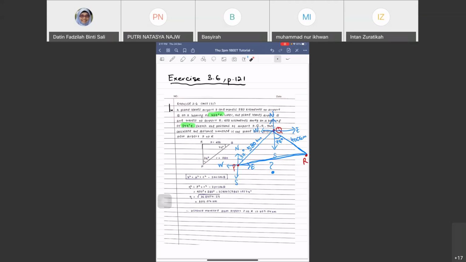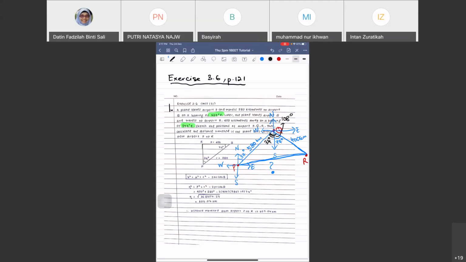case 3 of oblique triangles: side, angle, side. This is what we call the included angle. Since this is 34, this is also 34, isn't it? So the whole angle is 108 degrees.